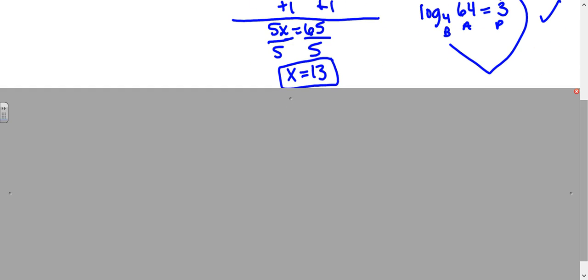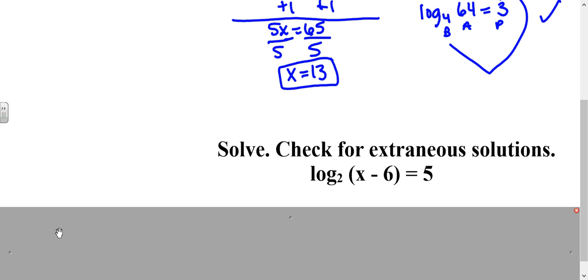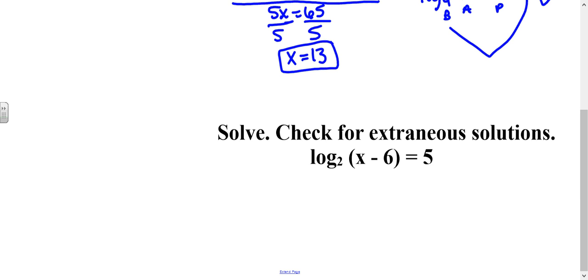I have another example, so you guys can try this on your own. Pause the video, and then check your solution when you get done. So we have log base 2 of x minus 6 equals 5. So the x minus 6 is protected inside the parentheses, so we have to cancel out log base 2. Well, what cancels out log base 2? Base 2. So we're going to do 2 as our base and exponentiate everything else.